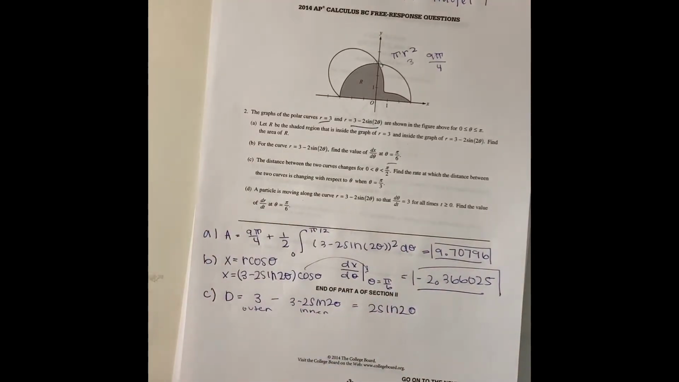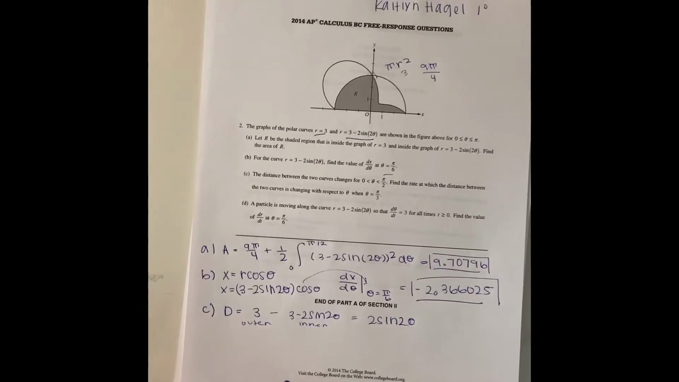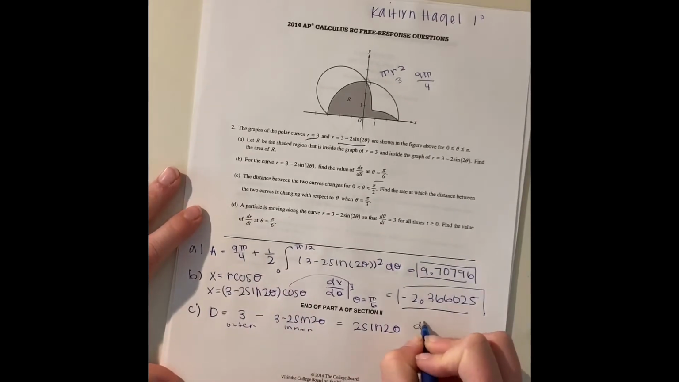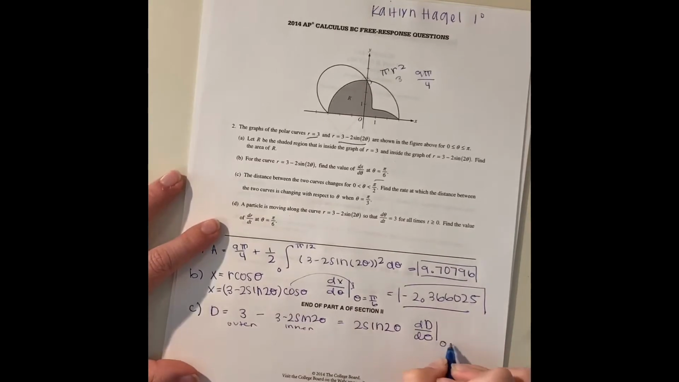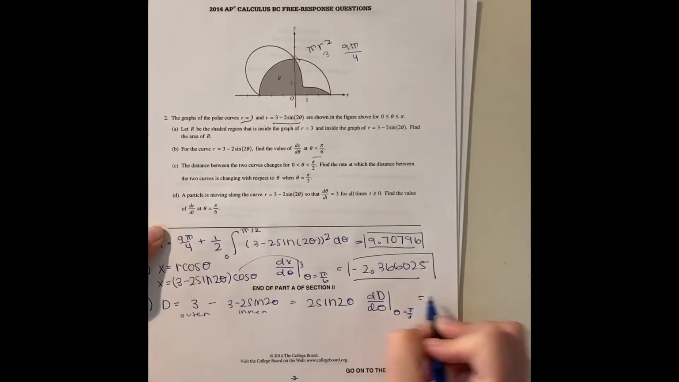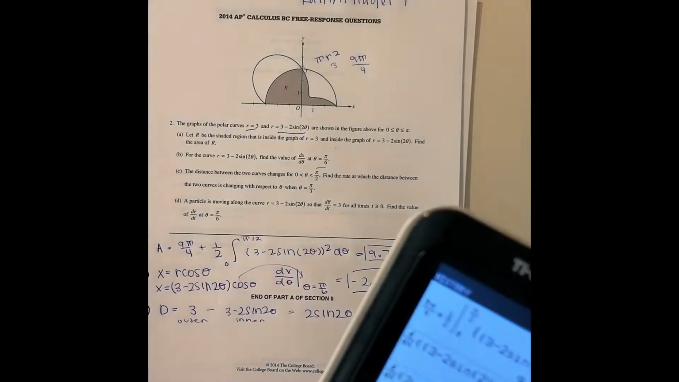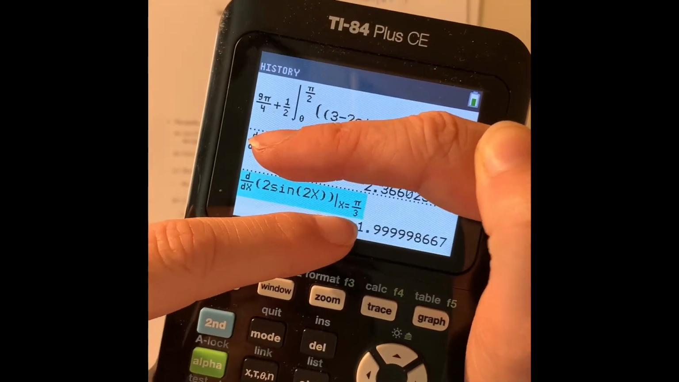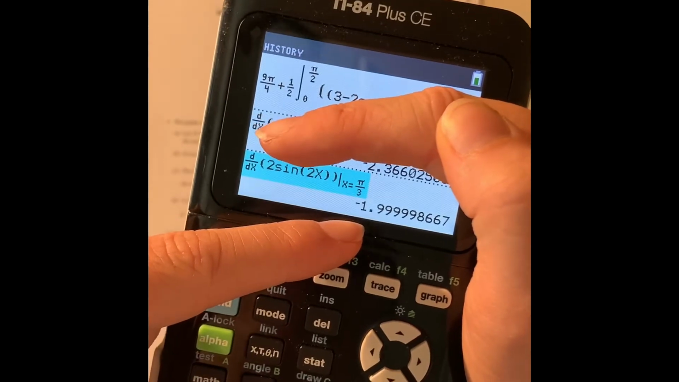Now we need to take the derivative of 2 sine 2 theta. So we do the derivative of the big D, which is the distance, over d theta at theta equals pi over 3, because that's what the question is asking. I again put that into my calculator and got that the derivative of 2 sine 2 theta at theta equals pi over 3 is negative 2, rounded to the nearest thousandth, and that is the rate of change of the distance between the two curves, negative 2. Oops.